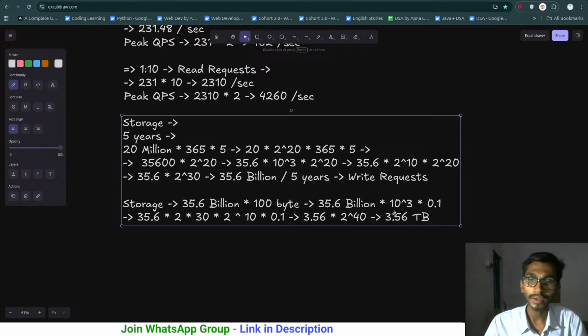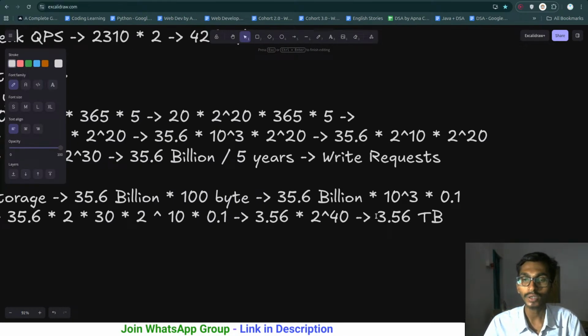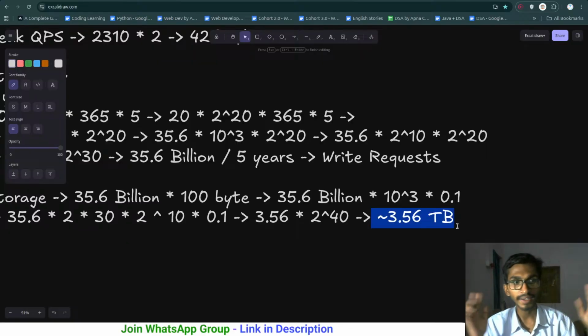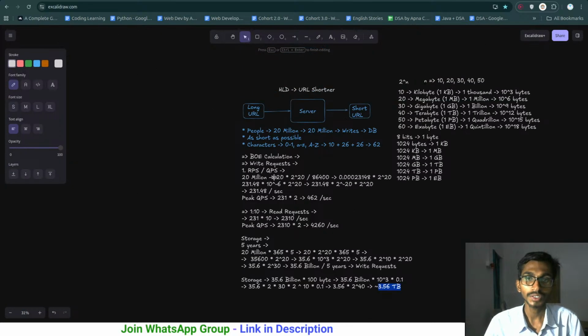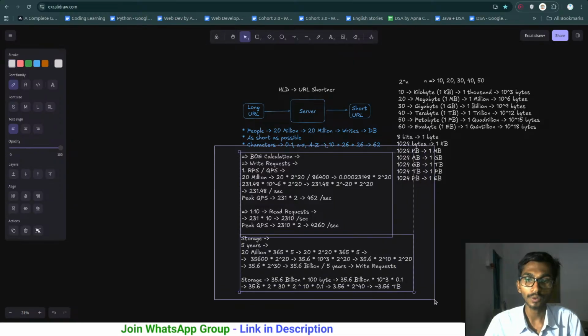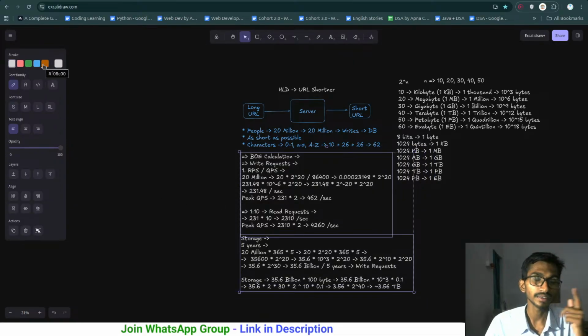So this is again gonna be 3.56 terabyte space we need for a year. So now we will have to design our database in such a way so that the database has 3.56 terabyte space, so that it can handle the whole writing operations and all. So this is the BOE calculation that we have done here, like back of the envelope calculation.